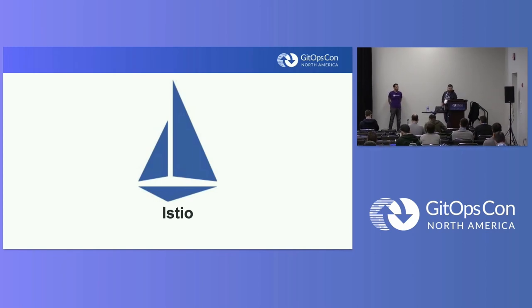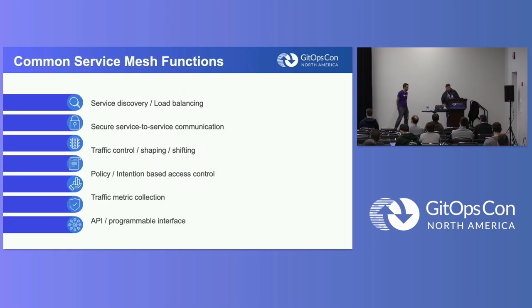So Istio. Istio is an open source service mesh. It's also a CNCF incubating project as of recently. The common service mesh functions are things like enforced mTLS, application resilience, observability, granular policy access control. Those are just some things that you can allow via service mesh with people's applications without having them change their application at all easily.